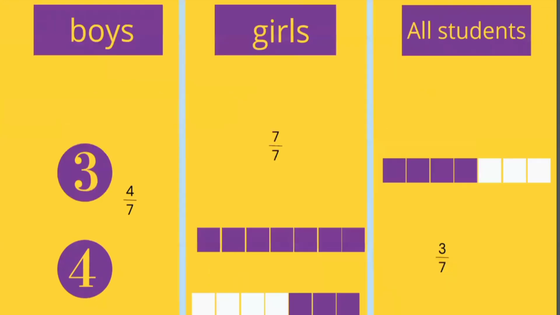We can organize this into 3 columns. Here I have a column that represents the boys, a column that represents the girls, and a column that represents all the students. But as you can see, the information is still mixed up. So let's see if we can put the information beneath the correct column.